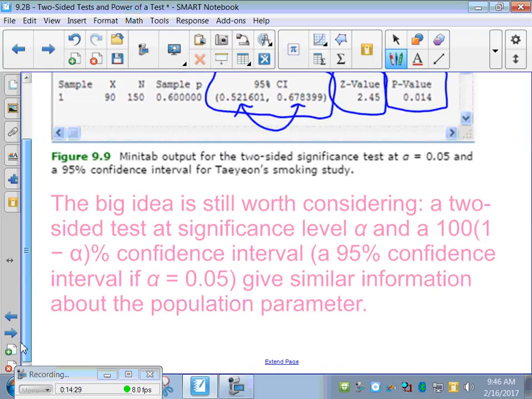So the big idea worth considering: a two-tailed test at significance level alpha would be the same thing as a 95% confidence level with 5%. They give you a little formula, 100 times 1 minus alpha, in case you can't figure out the 1% and the 99%, but it's the same thing, okay? Make sense?